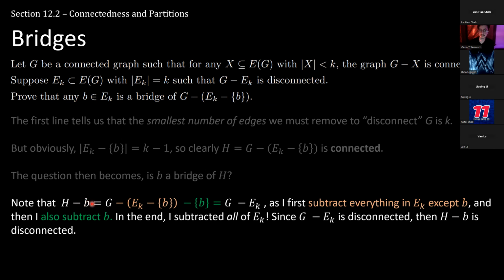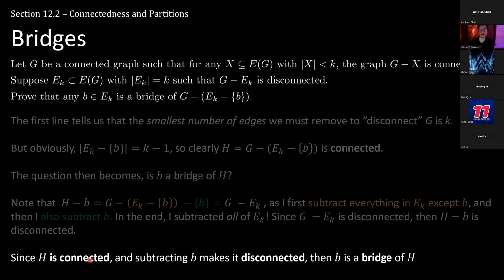of H, because it's the one thing that if I take it out of H, I make it disconnected. So that's what I say. First, I subtract everything in E sub k except B, and then I also subtract B. So in the end, I subtracted all of E sub k. And since G minus E sub k is disconnected, then H minus B is disconnected. So since H is connected and subtracting B makes it disconnected, then B must be a bridge. And that's it for now.